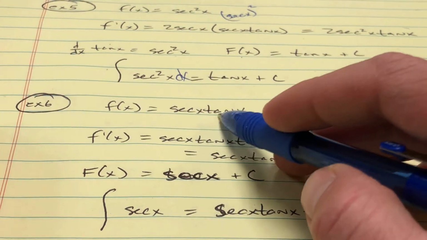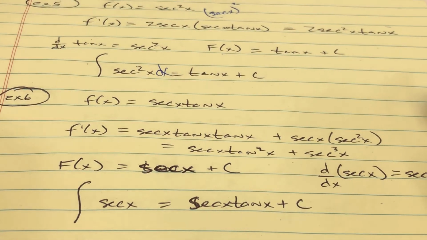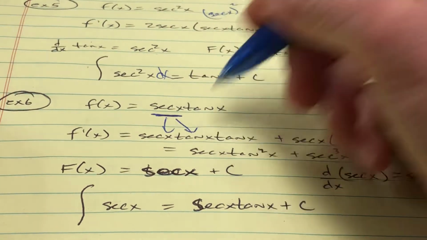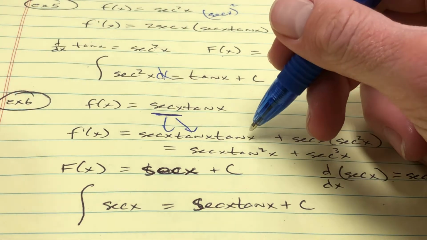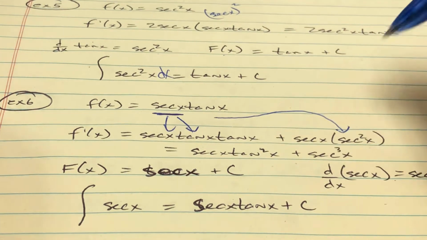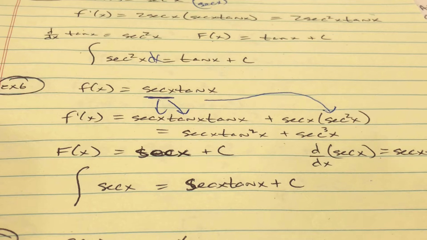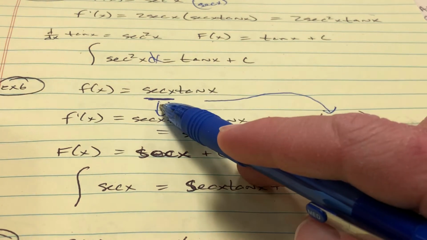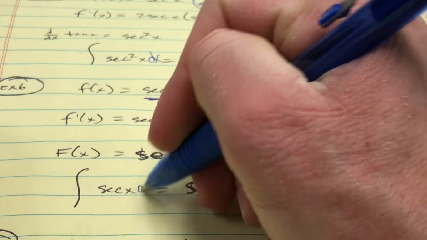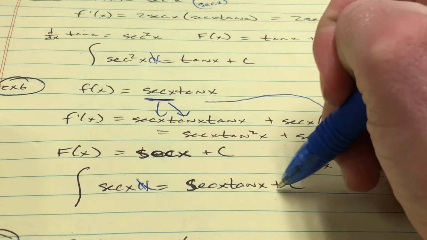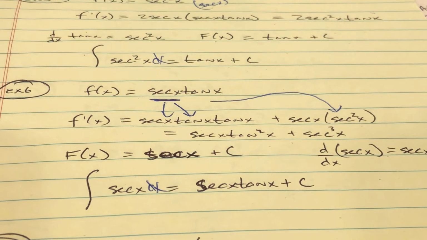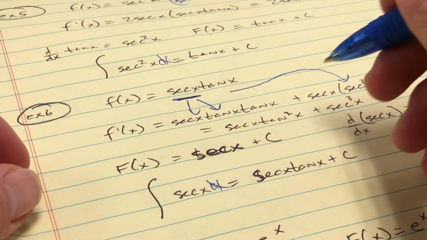So f of x is secant x tan x. If I wanted the derivative, I have to do the product rule. Derivative of the first would be secant tangent times the second plus the first times the derivative of the second. Again, I take the derivative of what to get secant tan? I take the derivative of secant to get secant x tan x. So the derivative of... That is not right.